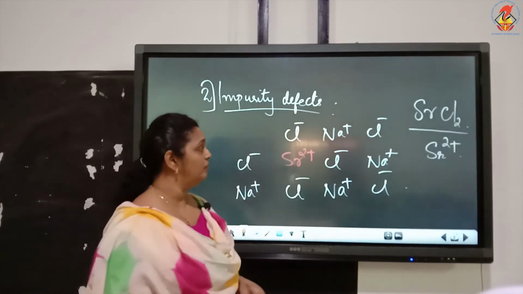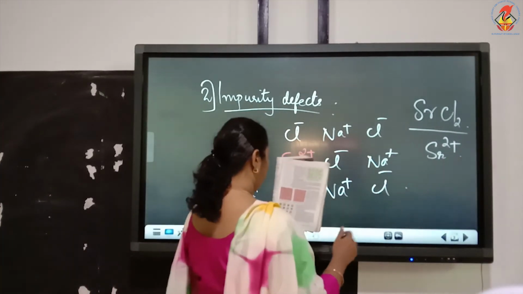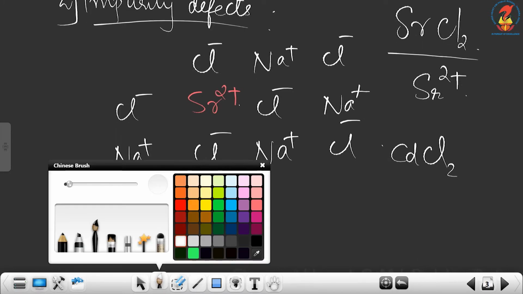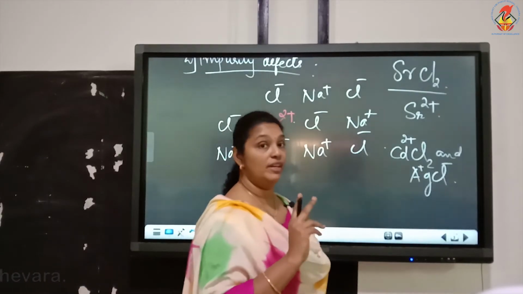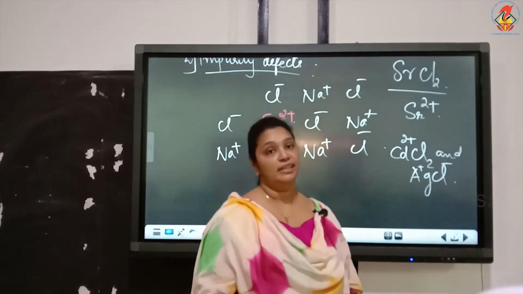Now there is another example for this impurity defect. Another example is cadmium chloride and silver chloride. So here you can see silver chloride has Ag+, Cl-. Suppose it is a silver chloride crystal. To that we are adding the impurity as cadmium chloride. Cadmium has 2+. Each one cadmium ion will replace 2 Ag+ ions. Okay, so that is the impurity defect.